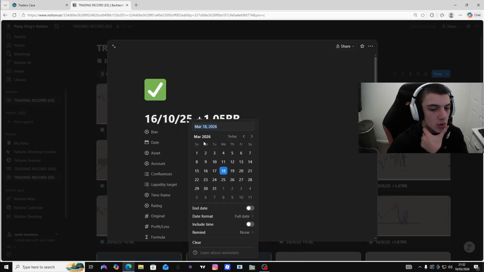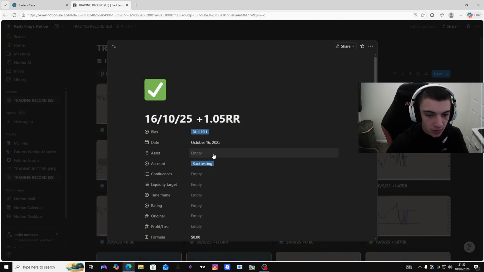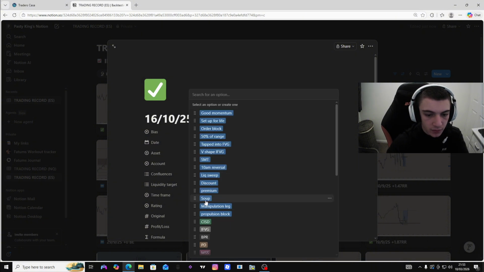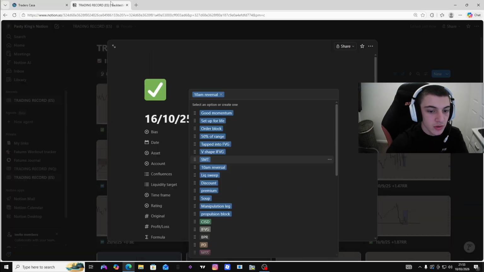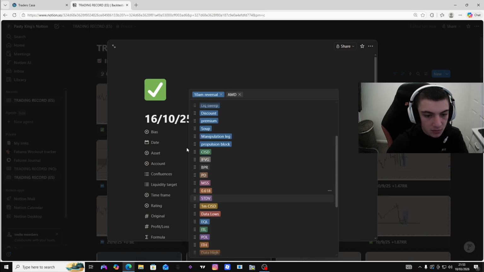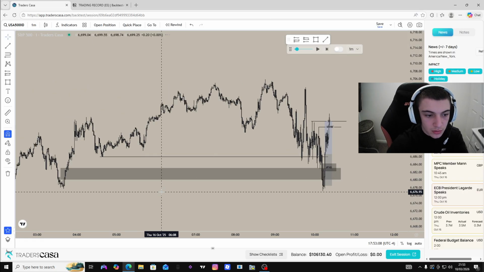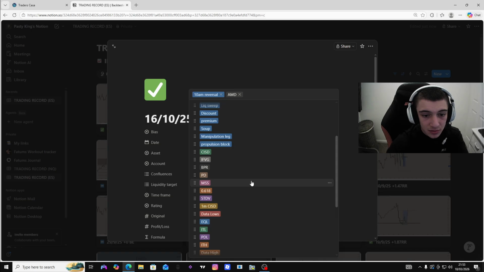Bullish, quite bullish, it's quite neutral, but yep, 16th, that's it. S&P conferences, we had time reversal, we had AMD, nice accumulation, manipulation, distribution, we tapped into an FVG.